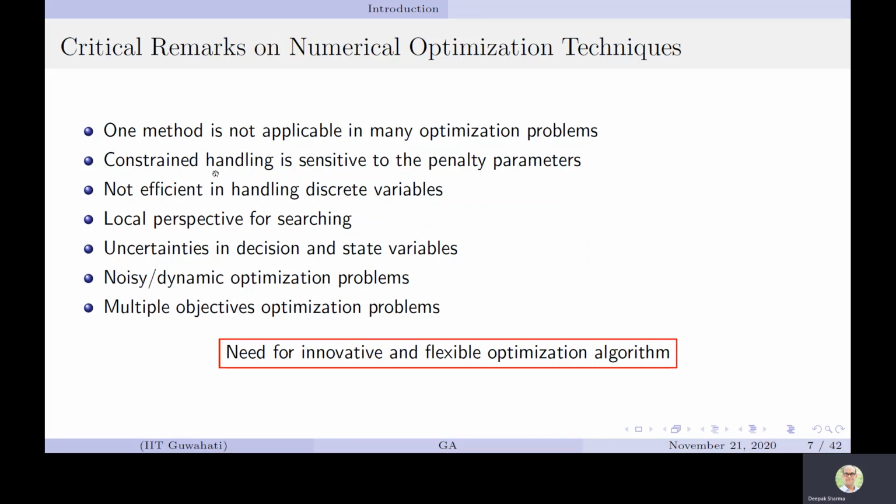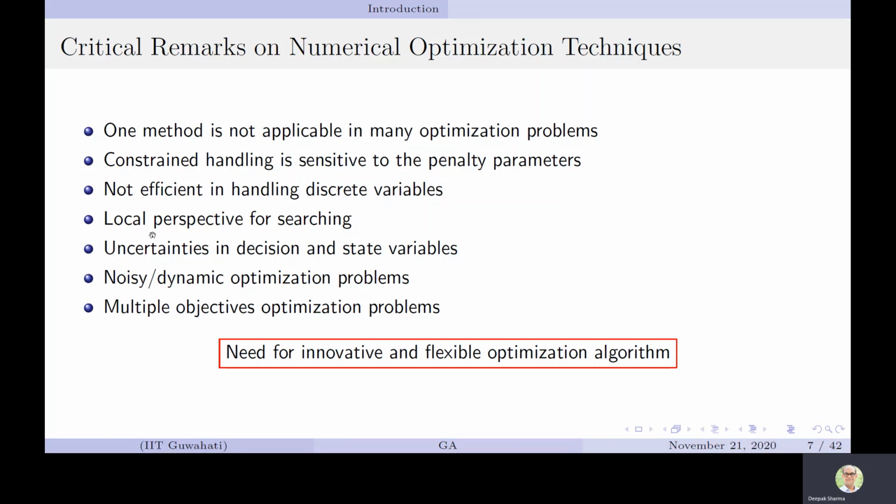Constraint handling is sensitive to the penalty parameters. As you are understanding while solving your assignment number 3, this constraint handling is actually sensitive to the parameter R. They are not efficient in handling discrete variables. And as of now, what we have gone through are all methods for continuous variables.